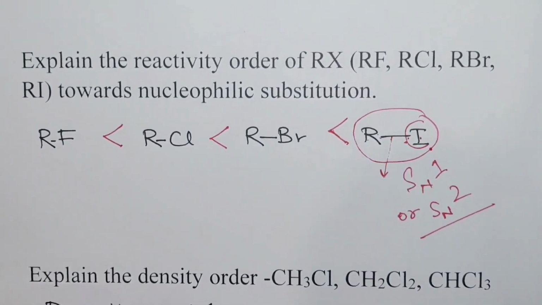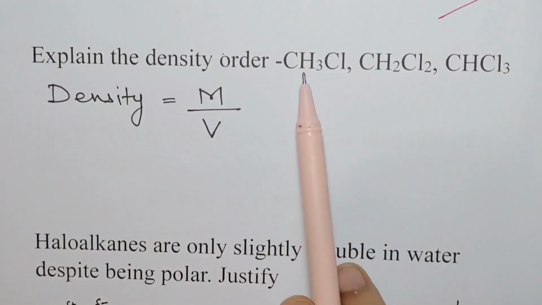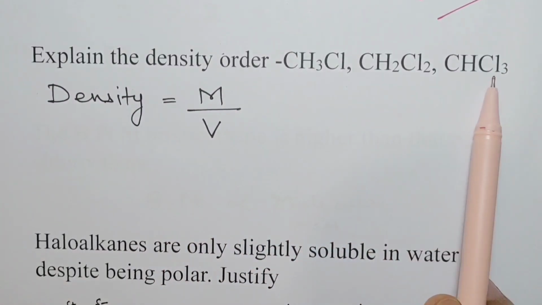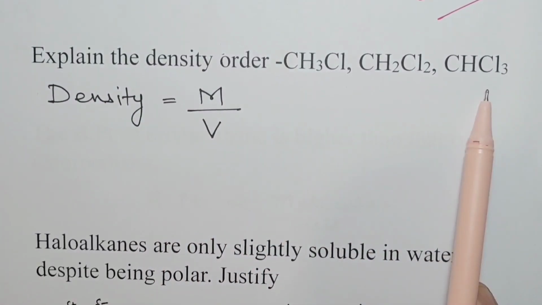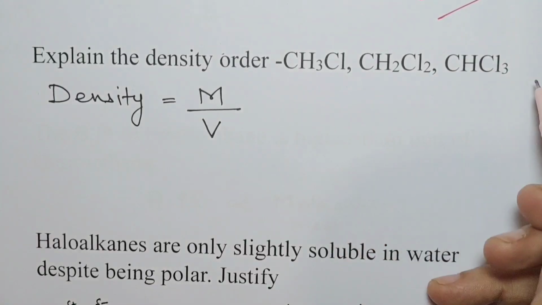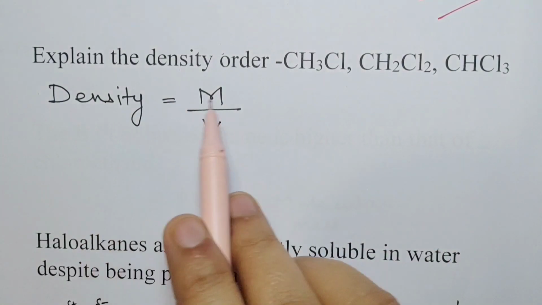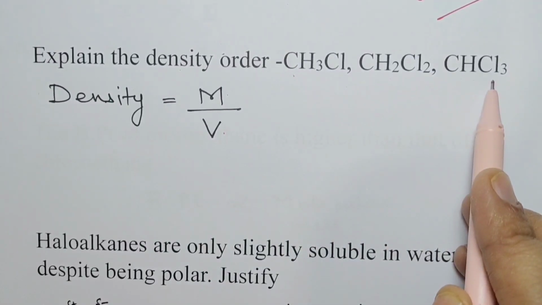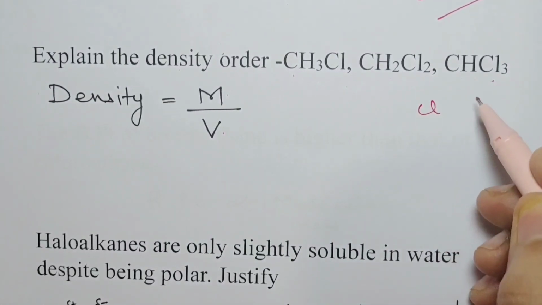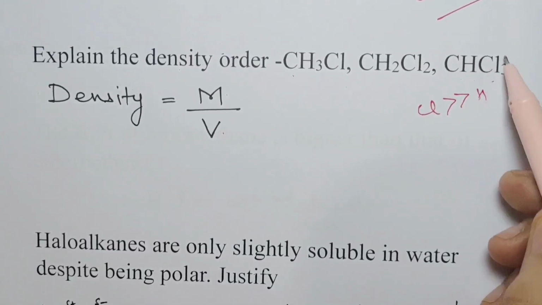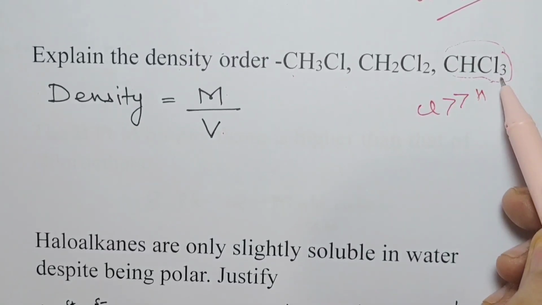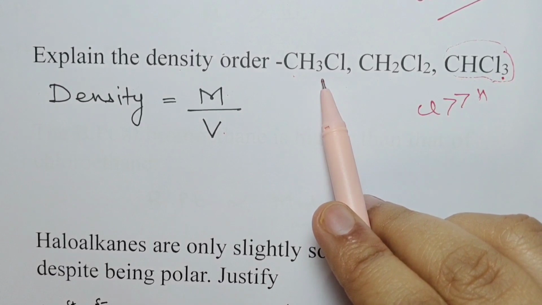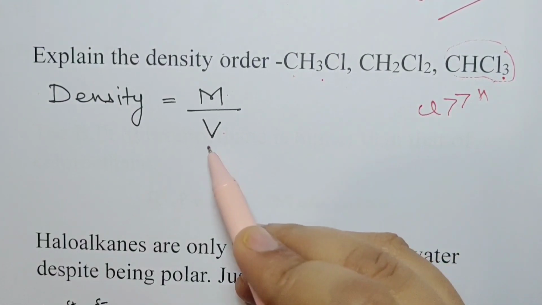Okay, moving on to explain the density order of CH3Cl, CH2Cl2 and CHCl3. So what's different in all of them? The difference is the number of chlorine atoms. And what is density? Density is mass by volume. So mass here would be different for all of them because chlorine is much heavier than hydrogen, right? So a compound with more chlorine atoms is going to have much more mass than the one which has a lesser number of chlorine atoms. Now, what about volume?